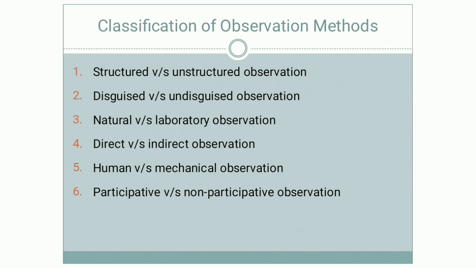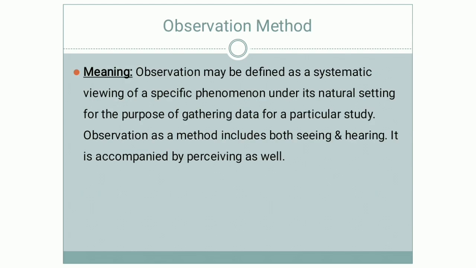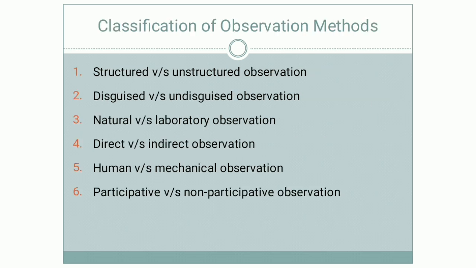So repeating this classification in brief. Before that, there are three methods of primary data collection: observation, survey, and experiment. We have started with observation. Observation is viewing of a phenomenon under its natural setting, and it includes both hearing and seeing. There are 6 methods of observation.